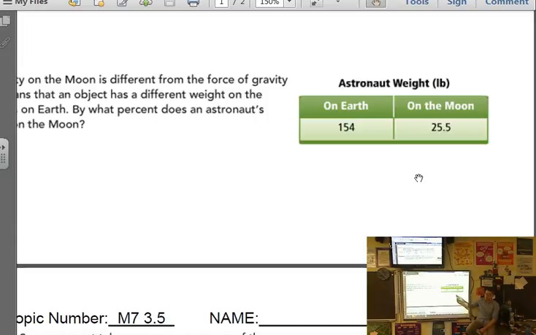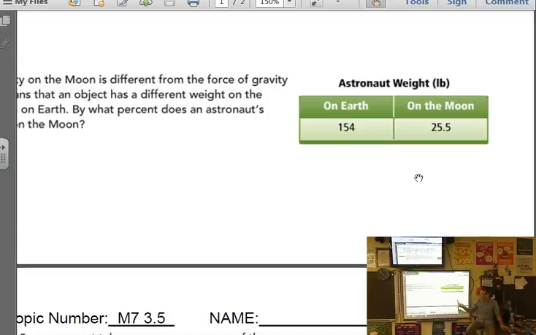So if you went to the moon, let's say that on Earth you weigh 154 pounds. On the moon, you'd only weigh 25.5 pounds. Because mass is preserved. Weight is relative to gravity.